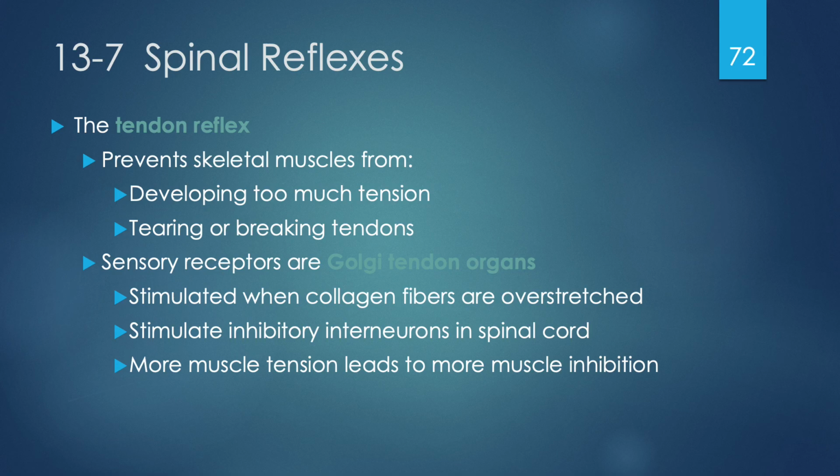The sensory receptors involved in the tendon reflex are the Golgi tendon organs. And these are stimulated whenever collagen fibers in the area are overstretched. So it'll stimulate inhibitory interneurons in the spinal cord, which will lead to less muscle tension, again, leading to more muscular inhibition. So again, this is just our fail-safe to prevent tearing or breaking of tendons.